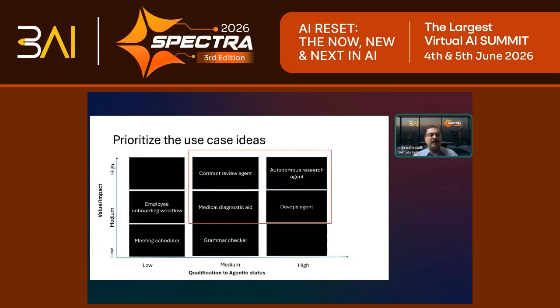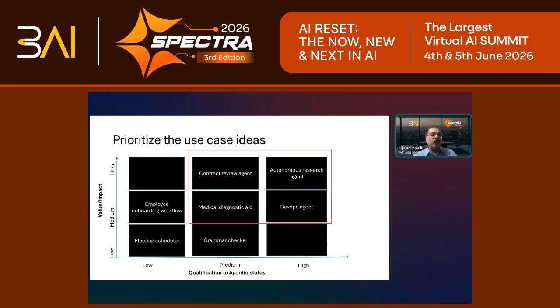When you plot generic use cases, I have not picked up any particular organizational context. Here I have put something very generic for people to understand. So for example, a meeting scheduler. If that is the use case you have, we can assume that it has less value and a low agenticness, because it could be automated using a program or rule-based automation, right? Even a grammar checker, the value impact is very little, but it requires some sort of agenticness, because it is able to self-correct. That is why it is classified into the medium category of agenticness.